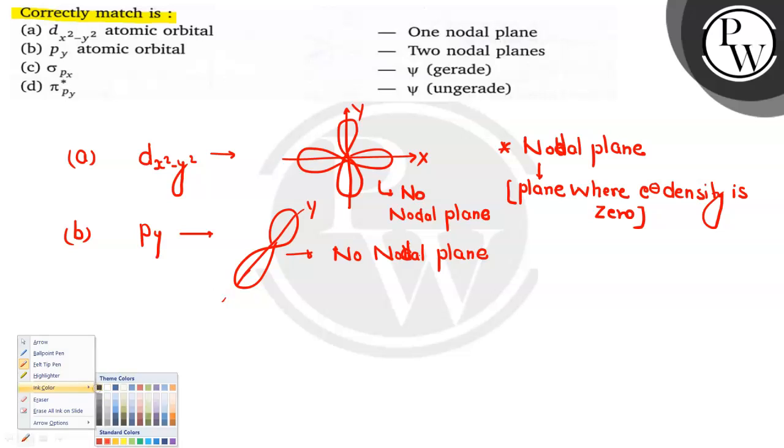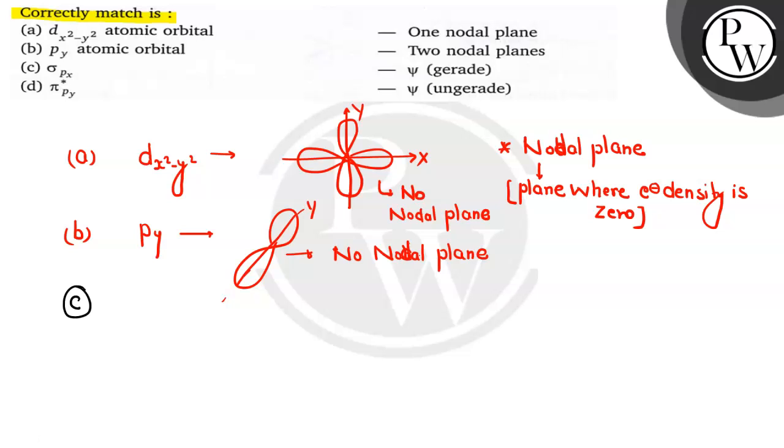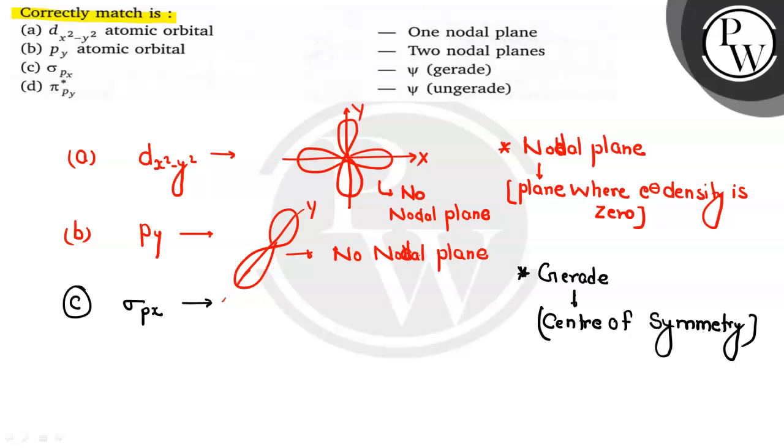Coming to the option number C, the C option is basically sigma px is gerade. Now what do you mean by gerade? Let us understand that part. Gerade is nothing, it just means the center of symmetry. So basically if any shape is having the center of symmetry, so we can say कि वो gerade होता है. ठीक है, तो center of symmetry जहां हमको मिलती है, that is gerade. So we can just draw it and we can find the gerade.